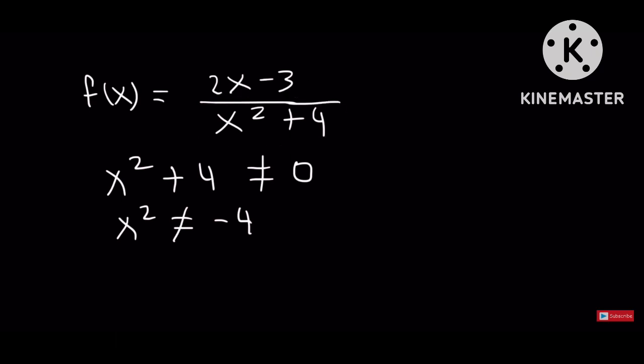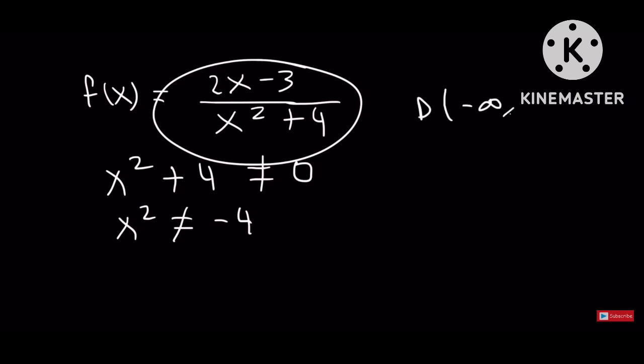If you plug in 2, your denominator will be 2 squared plus 4, which is 8. If you plug in negative 2, it's still going to be 8. If you plug in 0, it's going to be 4. It will never equal 0 in the denominator. So therefore, for this particular rational function, it's all real numbers. The domain is from negative infinity to positive infinity.